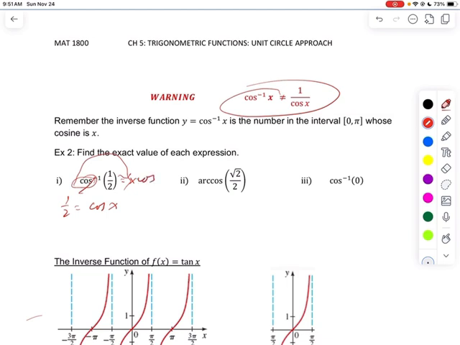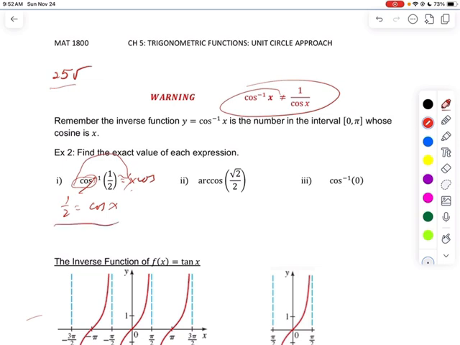So this function here, y is equal to cosine x, had the domain 0 to pi and had the range -1 to 1. Now the inverse function will have the domain as -1 to 1 and the range will be 0 to pi. So now when we are looking for the inverse cosine values, we will be looking in the interval 0 to pi, not the -pi/2 to pi/2. And again, a warning that cosine inverse x is not equal to 1 over cosine x.